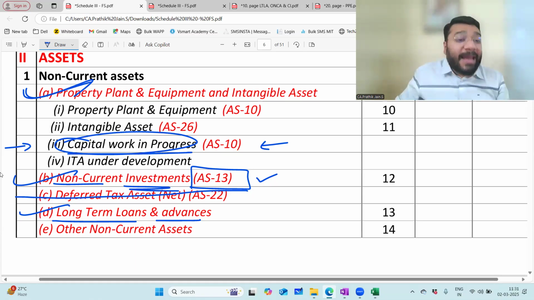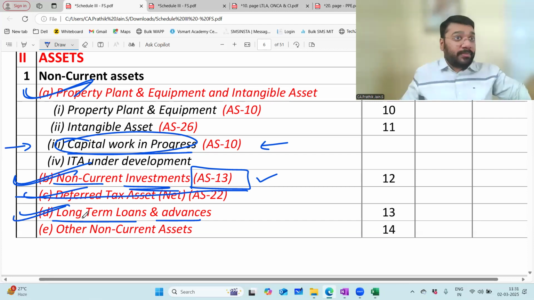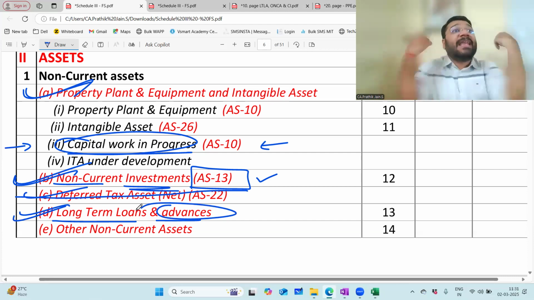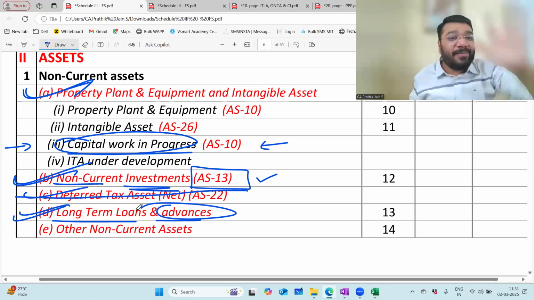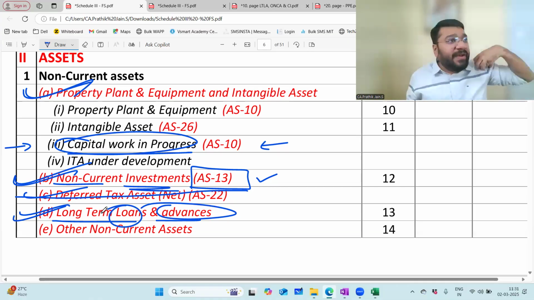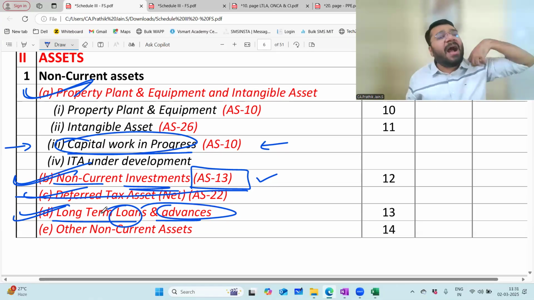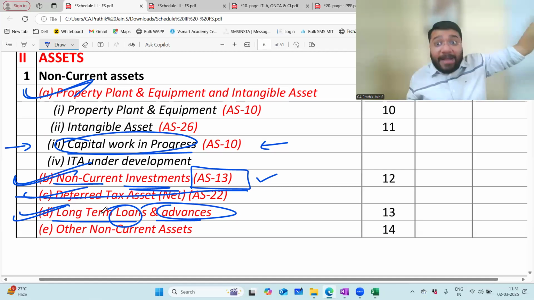No. Can I put it under non-current investment? No. Can I put it under deferred tax asset? No. Can I put it under long-term loans and advances? Yes, because this says long-term loan given or advance given. Advance in any form which is long-term in nature will come under this category. So I'm giving a loan to my friend, telling him, take 1 crore rupees loan, give it back after 5 years. Enjoy. So the loan given will come back to me after 5 years.